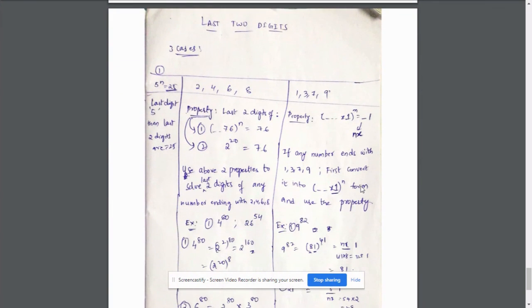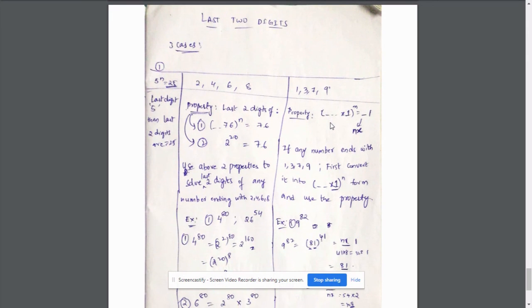If you come to the last two digits, you have three cases. If the unit digit is 5, it is always 25. And if the unit digit is an odd number other than 5, I mean 1, 3, 7, 9, you will have one property which will make your life simpler in doing these last two digits. And 2, 4, 6, 8 have two properties. This is even easier. So let us go with 1, 3, 7, 9.